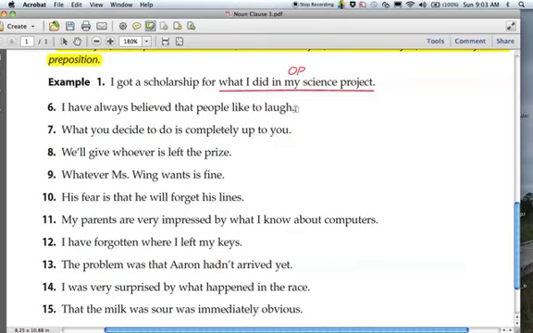All right, number 6. That people like to laugh. Noun clause. I always believed is the independent clause, and that people like to laugh functions as a direct object. What you decide to do, noun clause. And it's right next to the verb is, and the verb is doesn't have a subject. So the noun clause is the subject of is.